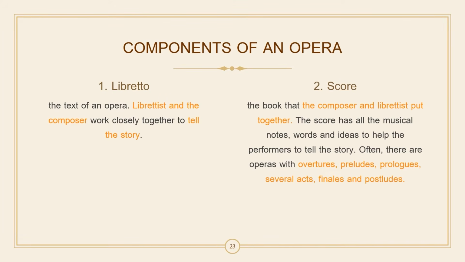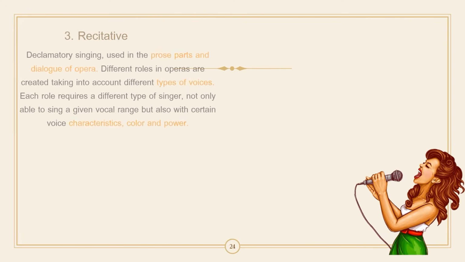2. Score, the book that the composer and the librettist put together. The score has all the musical notes, words, and ideas to help the performers to tell the story. Often, there are operas with overtures, preludes, prologues, several acts, finales, and postludes. 3. Recitative, declamatory singing, used in the prose parts and dialogue of opera.